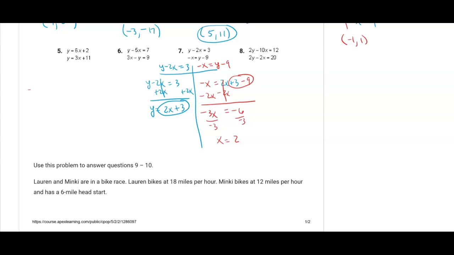Now that I have x, I come back over here. Wherever I see an x, I replace it with a 2. So I get 4 plus 3, which is 7. Now, my ordered pair solution is 2, 7.